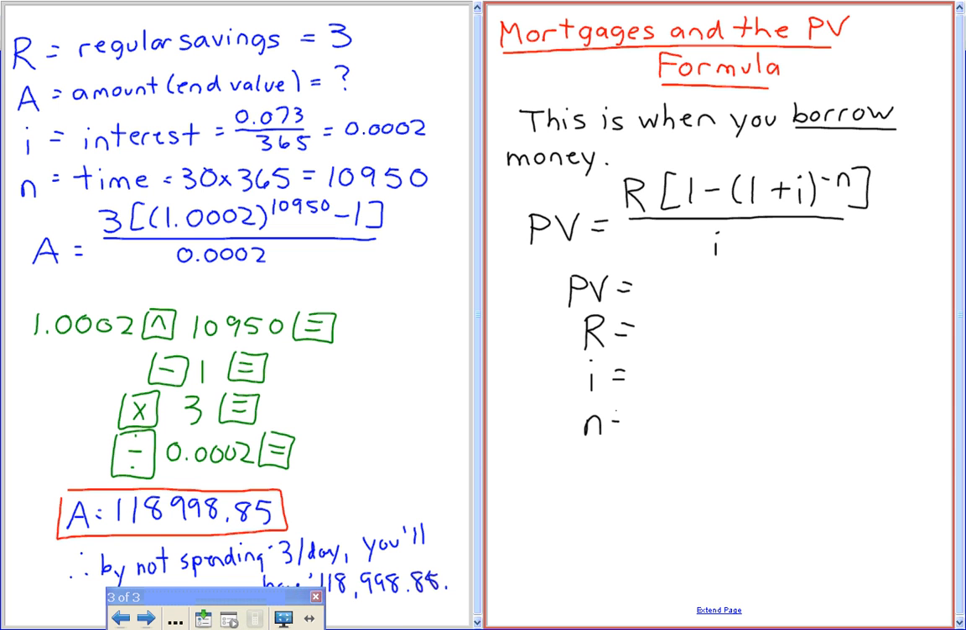Now, this is why this is difficult. This is R times (1 minus (1 plus i) to the exponent negative n). So there's a negative exponent in here, divided by i.